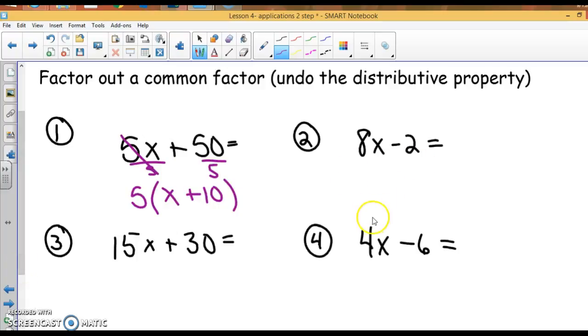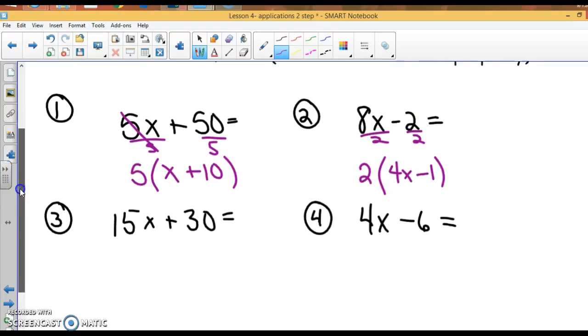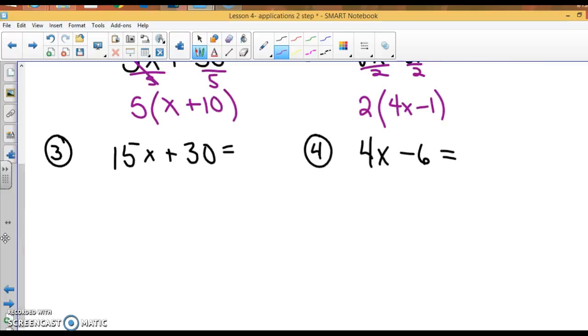What can I factor out here? I can factor out a 2. So I'm going to divide these both by 2. 8x divided by 2 is 4x. Negative 2 divided by 2 is negative 1, so minus 1. And again, if you use the distributive property, you'll get what you started with.